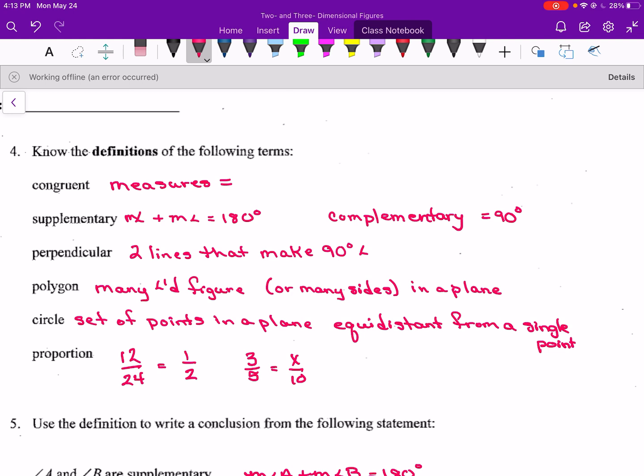A polygon is a many-sided figure in a plane, so like a triangle, a rectangle, a square, a hexagon, a pentagon. Main thing is it is a flat figure. It has length and width. A circle is a set of all points in a plane. Again, a flat surface, and those points are all equidistant from a single point called the center. And that distance that you're measuring out is a radius. A proportion is 2 fractions that are set equal to each other. Sometimes we have variables in them, sometimes we do not, but it has to be a true statement.